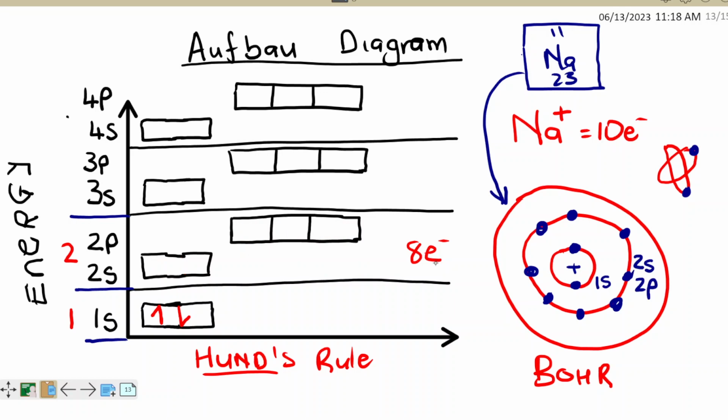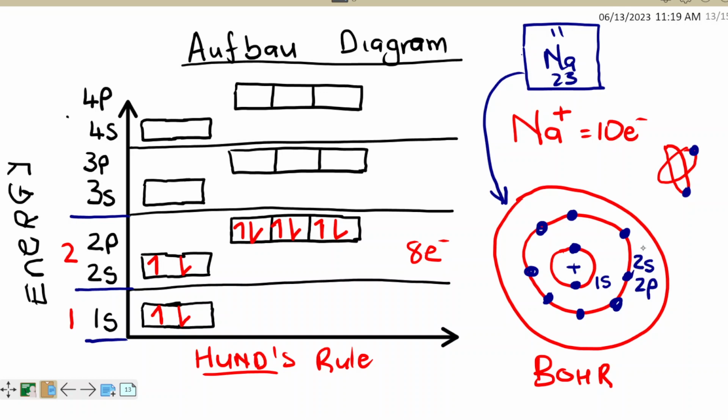So you want to fill 8 electrons. You start with the 2s, 1. You come back with the second one, 2. You go to the 2p, 3, 4, 5. Then come back here, 6, 7, 8. So you must first fill the 2s before you fill the 2p. So this is how you fill your electrons in the blocks in the Aufbau diagram.